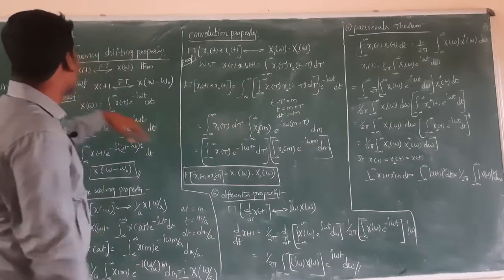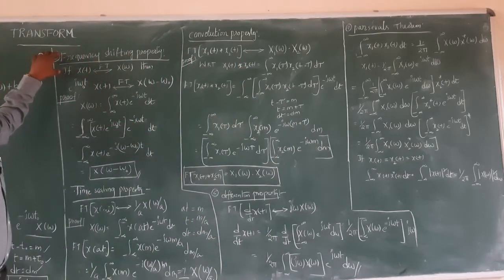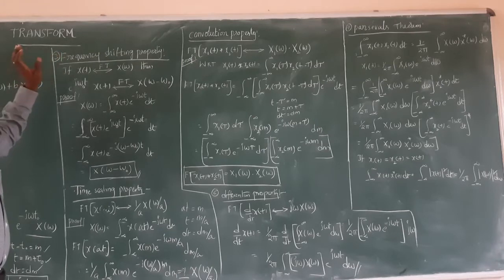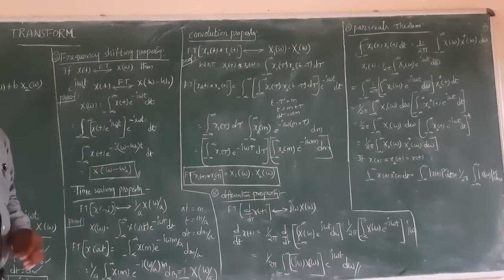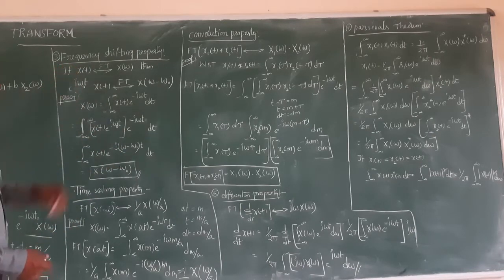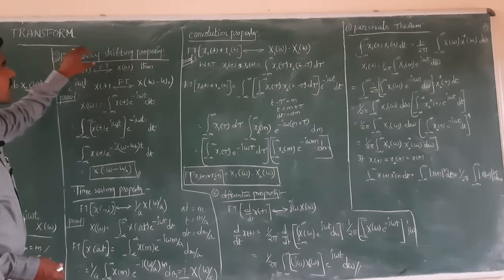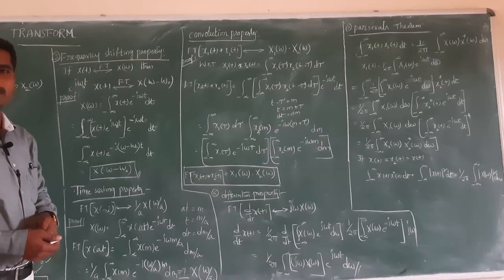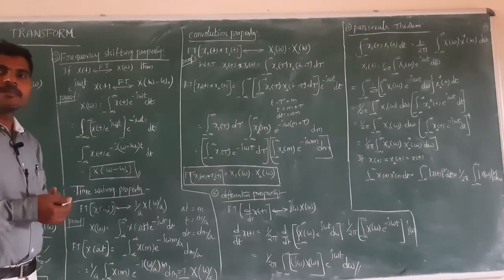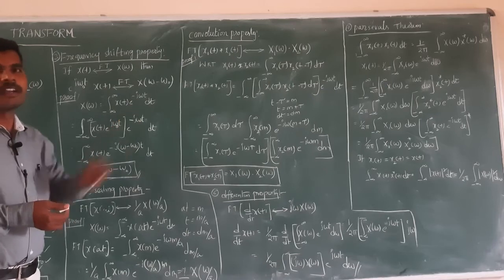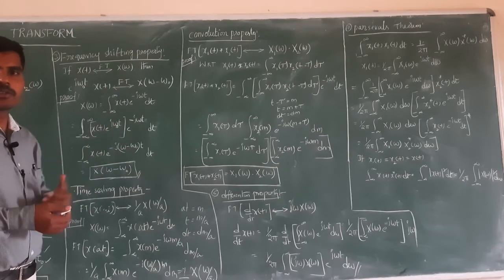So here the third property is the frequency shifting property. In the earlier session we discussed two important properties, the linearity property and the time shifting property. Coming to the third property, the frequency shifting property. The name itself represents it: the shifting is done in the frequency domain variable.